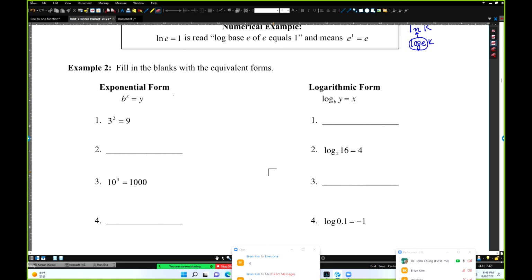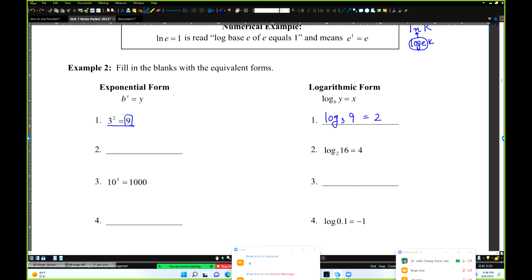Now I'm gonna change this one into log form. This is the base number 3, the power is 9, and the exponent is 2, right? So log base 3 of the number 9 equals 2. That's it. That is the log form.